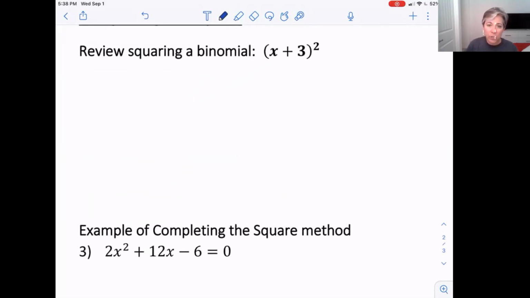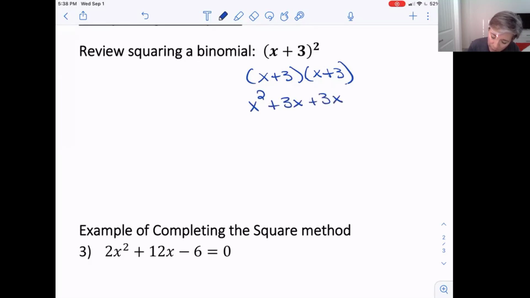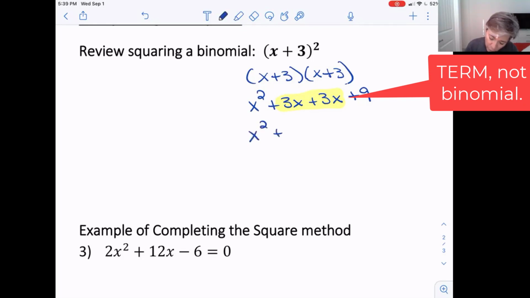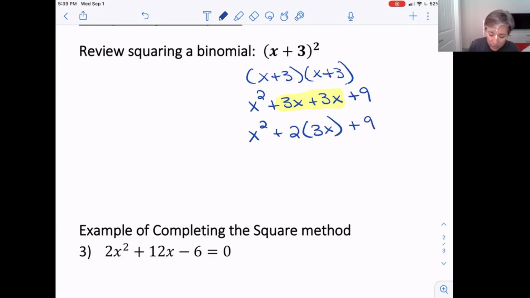So if we had (x plus 3) quantity squared, and we were to expand it, (x plus 3) times (x plus 3), and then distribute, we would get x squared plus 3x plus 3x plus 9. Notice how these two show up identical. The outside and the inside will give you the exact same binomial. We could write that as 2 times 3x plus 9. So that guy in the middle gets doubled. So we get x squared plus 6x plus 9.